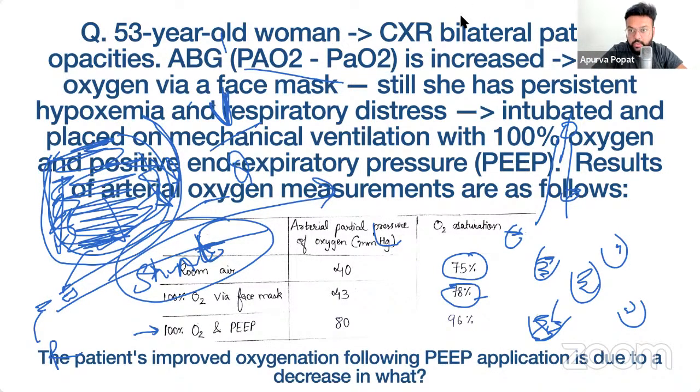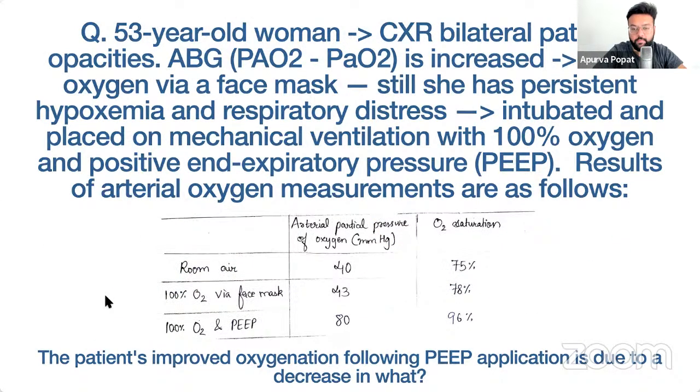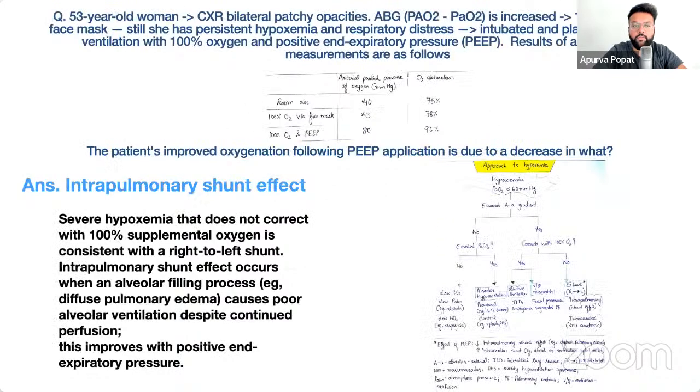Is it clear to everyone? Okay. So when you give PEEP, your shunt decreases. The shunt decreases because it's not just directly going from here to there. So that's why PEEP is important.